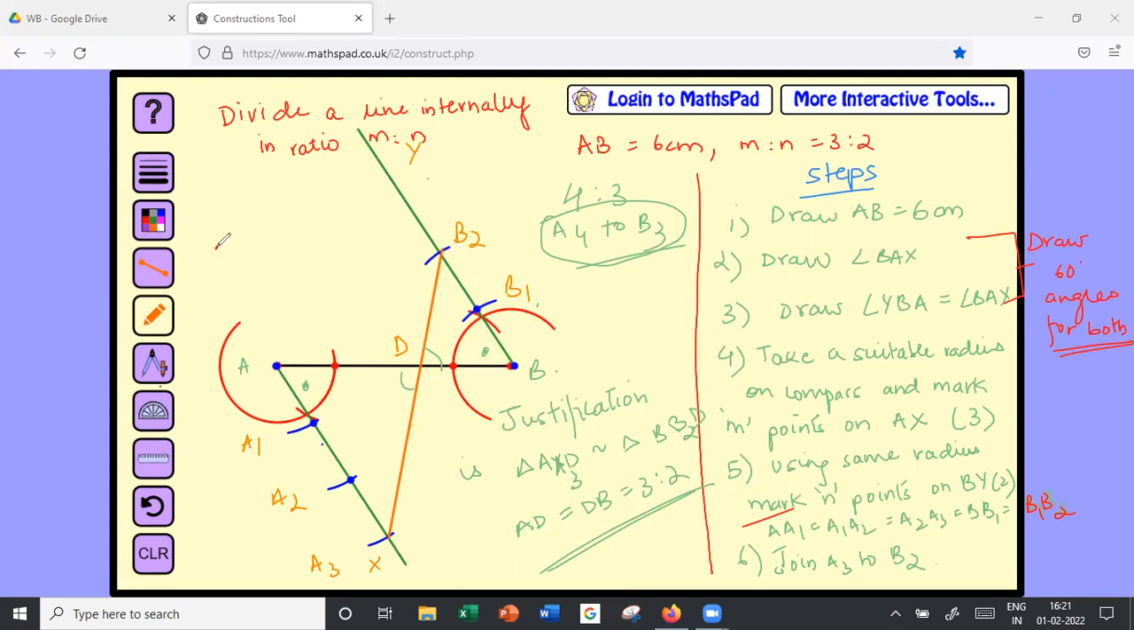I hope the justification is clear. What I have written in the justification is that basically they are similar triangles. This triangle and this triangle are similar, and because of that, you get this ratio as 3:2. There is a property of similar triangles that their ratios are also similar, then their areas are also similar, and there are many more properties. I'm not really sure of the exact properties, but this becomes one of the properties of similar triangles.